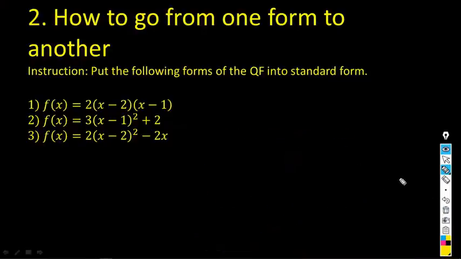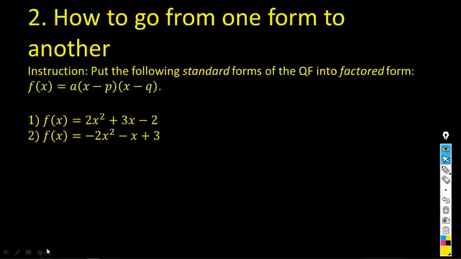So let's do it. Which is this instruction: put the following standard forms of the quadratic function into factored form. And I'm reminding you of the factor form, the way it looks. Okay, it is this one. So we have to shape these two functions so that they now look exactly in this way.